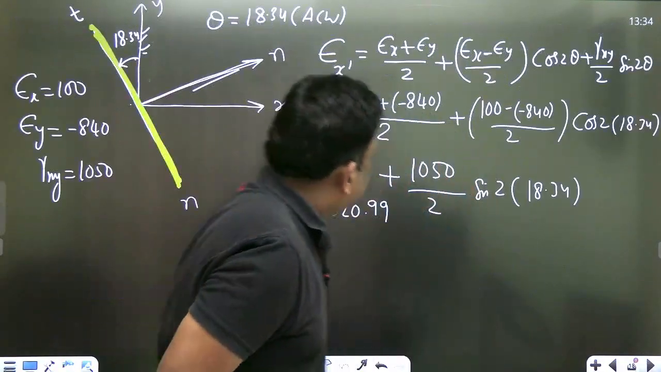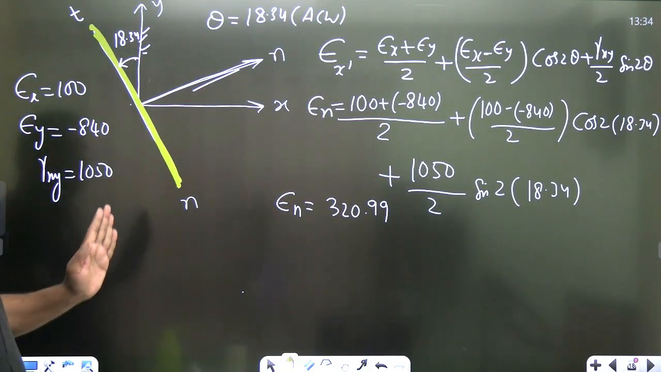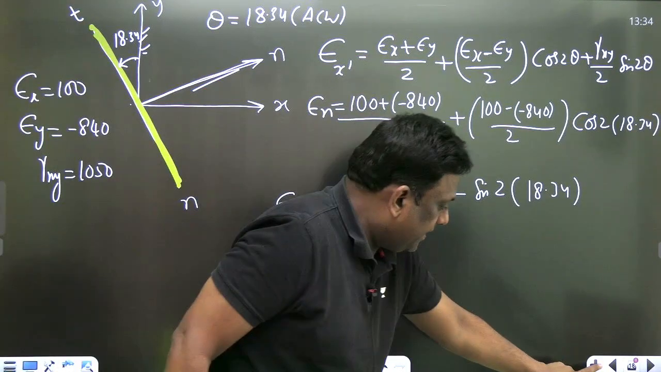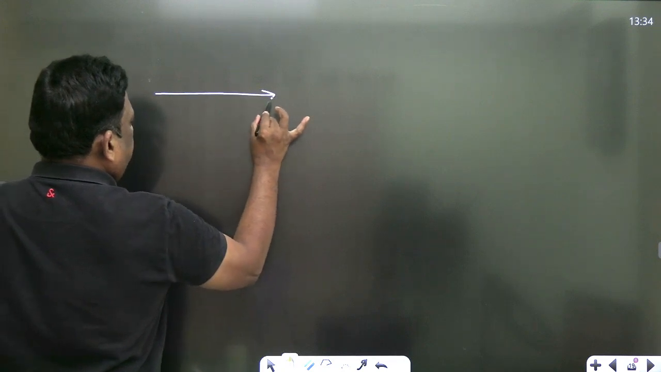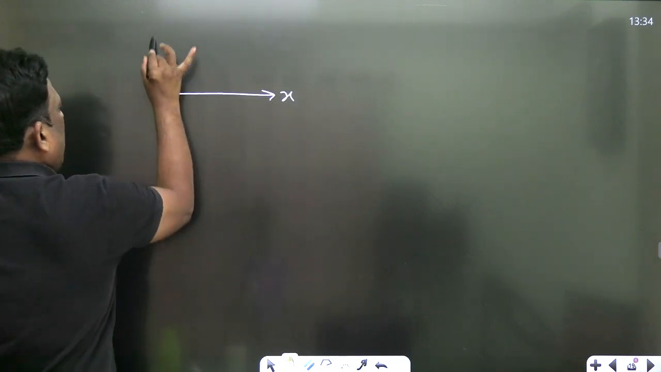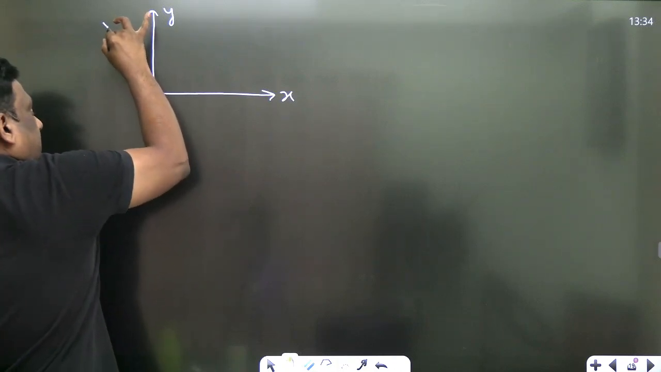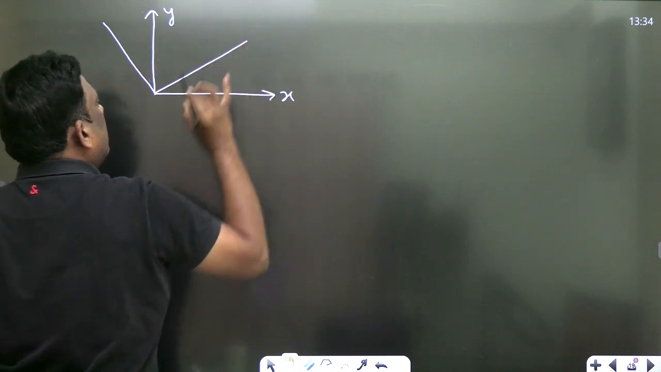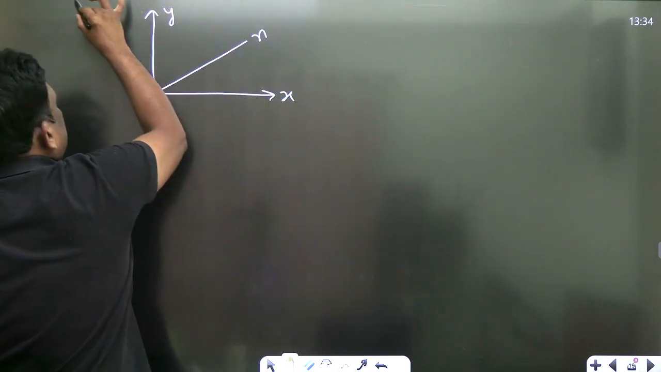So he is asking, please understand carefully. He is asking strain in this direction. Let me do this very clearly. Look carefully, sir. This is my x. This is my y. Now this is our t, and this is our n. In which direction? This is n and this is t.